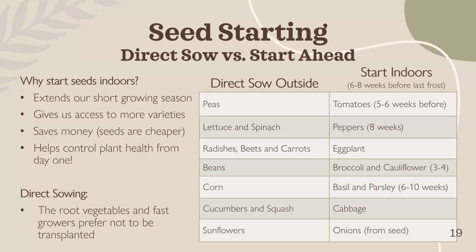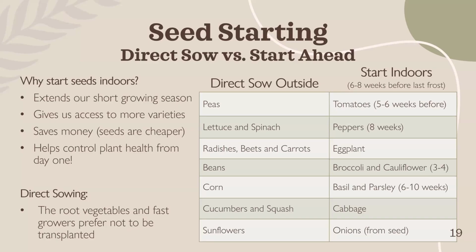And then some other ones that you might definitely want to think about starting indoors. And this could be anywhere from 5 weeks all the way up to 8 weeks before that last frost in May. So it's coming up soon. Things like tomatoes, those need to be started about 5 to 6 weeks before last frost. Peppers might need a little bit more time, up to 8 weeks. Eggplant, broccoli, and cauliflower.